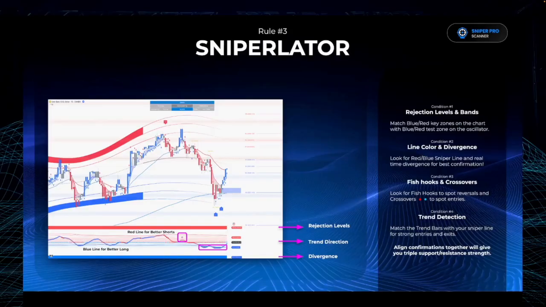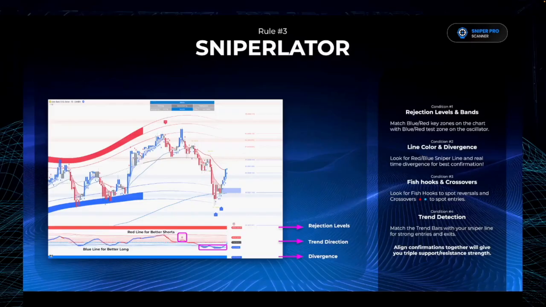The first thing that you want to look at is the rejection levels and bands. On the Sniperlator, you're going to have 2 buy zones, 2 buy levels, and you're going to have 2 short levels followed by a band in there. So if you are at a blue support level, a blue key level, and then you look at your Sniperlator, and your Sniperlator is also at a blue support level, you have double support going on. One on the chart, one on the Sniperlator.